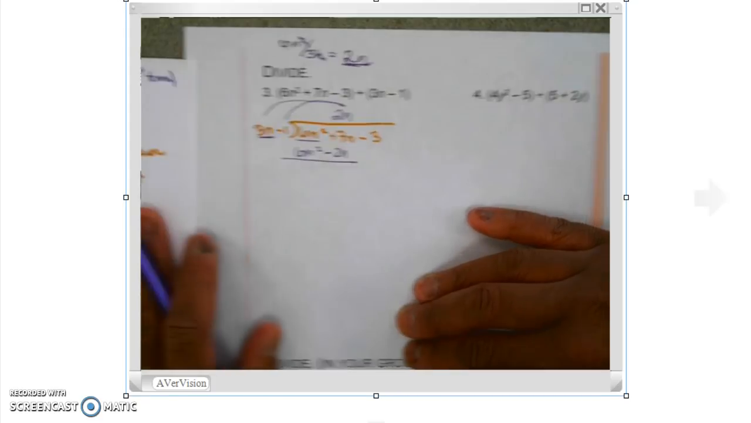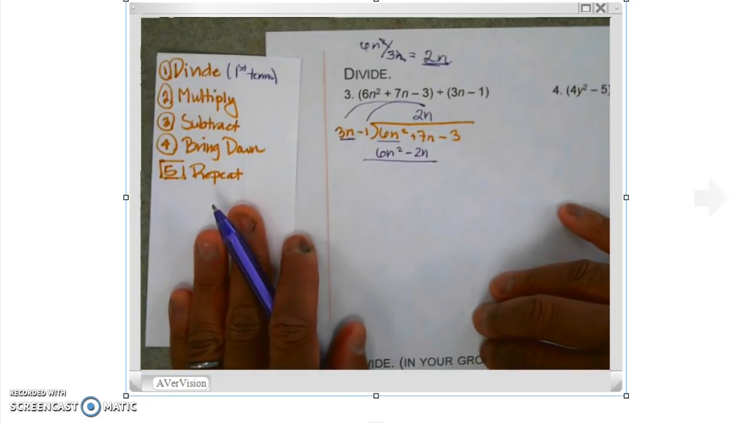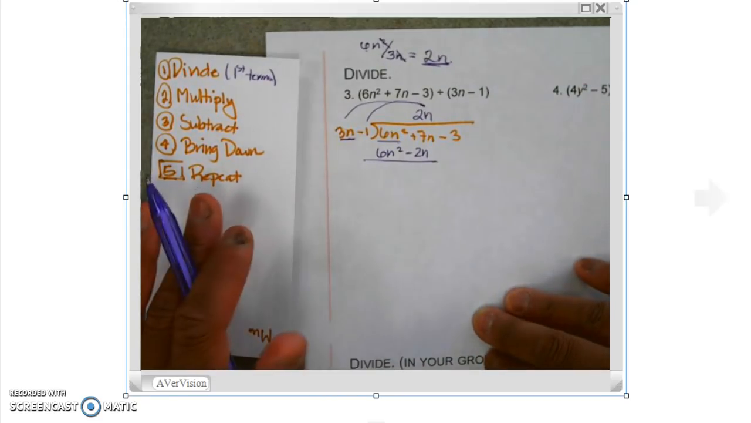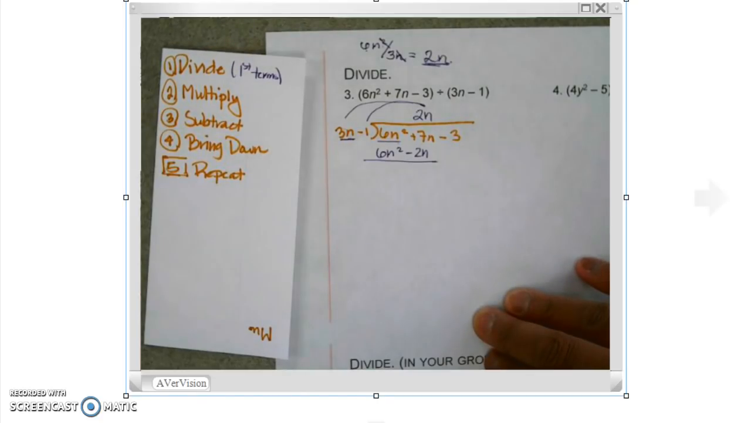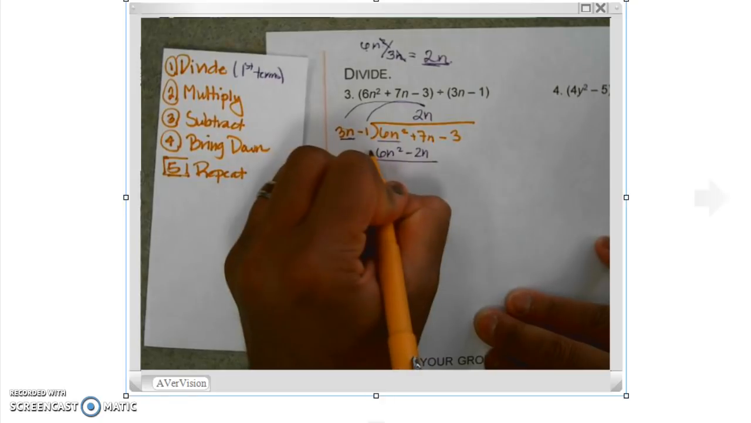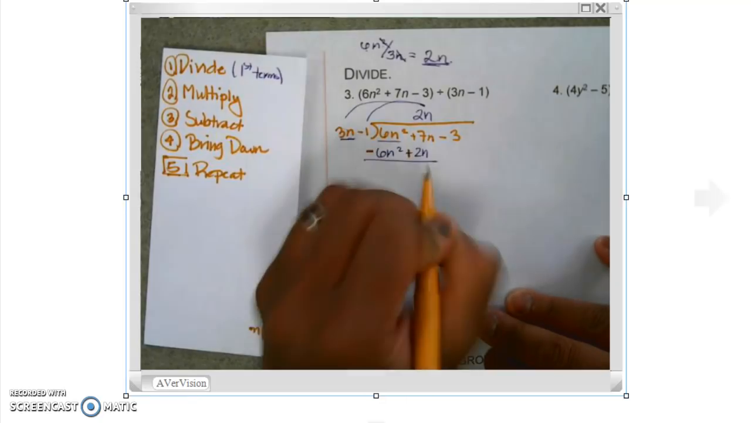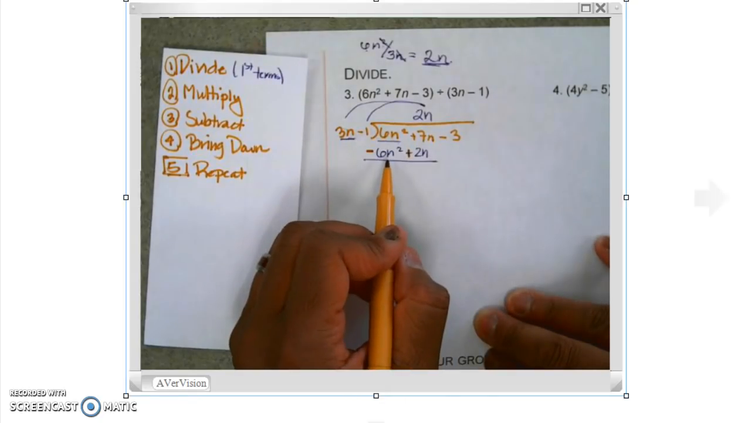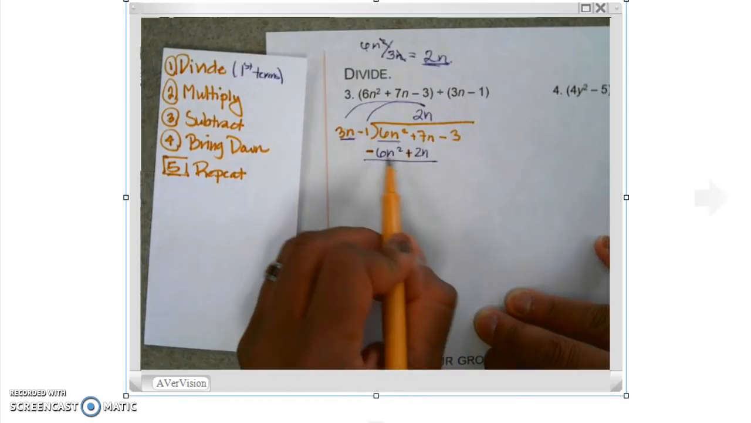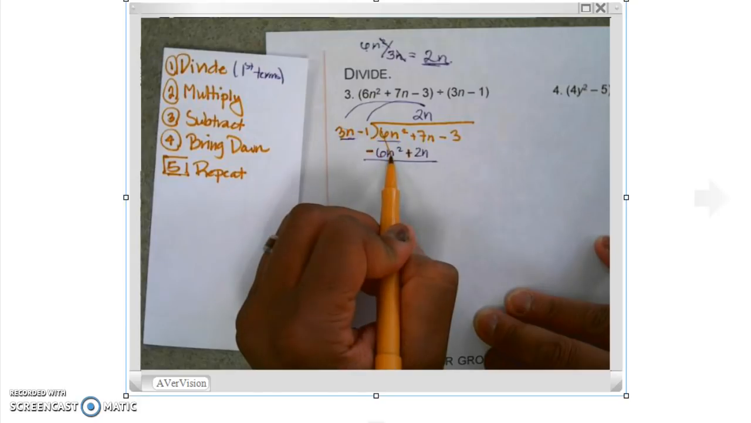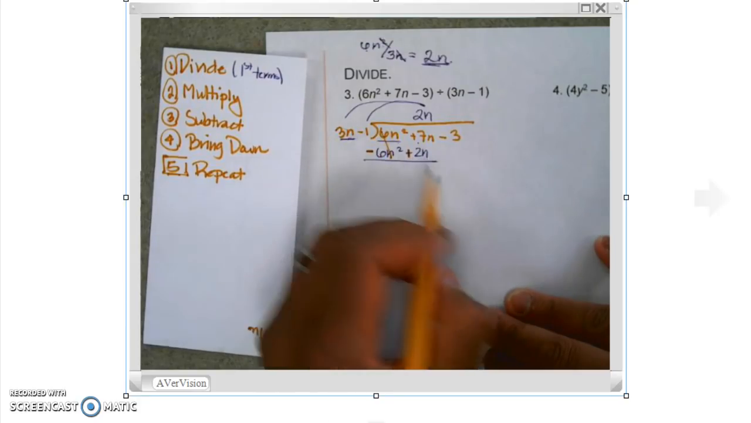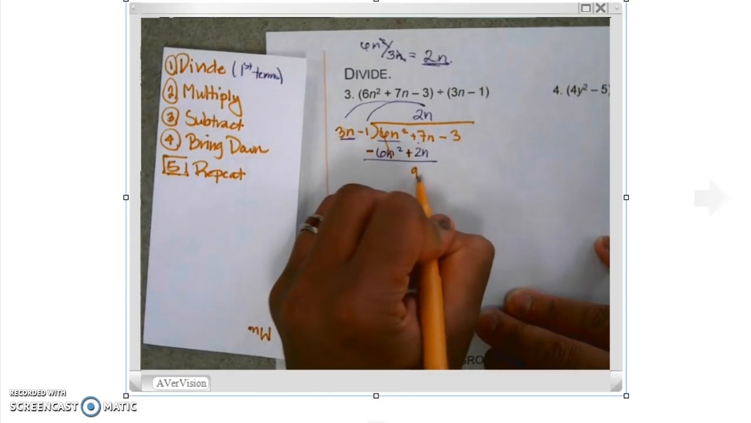My next step is 2, because I just multiplied. Check. Subtract. Now, when I subtract, beautiful people, remember, we just need to change signs. Change them both. Subtraction is when you add the opposite, so change both signs. Well, what happens? 6n squared minus 6n squared, that's nothing. 7n plus 2n is 9n.